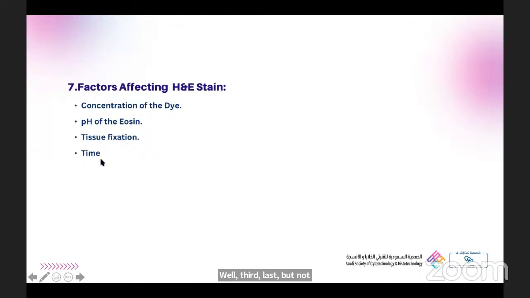Last but not least, the time. The time also is a crucial factor. The more time we put the slides inside the dye, the more concentration it's gonna take, so it should stick to the timing according to the protocol that we mentioned. And you're gonna know more about the factors affecting the H&E stain with my colleague Raya Al-Humaydan next with troubleshooting.